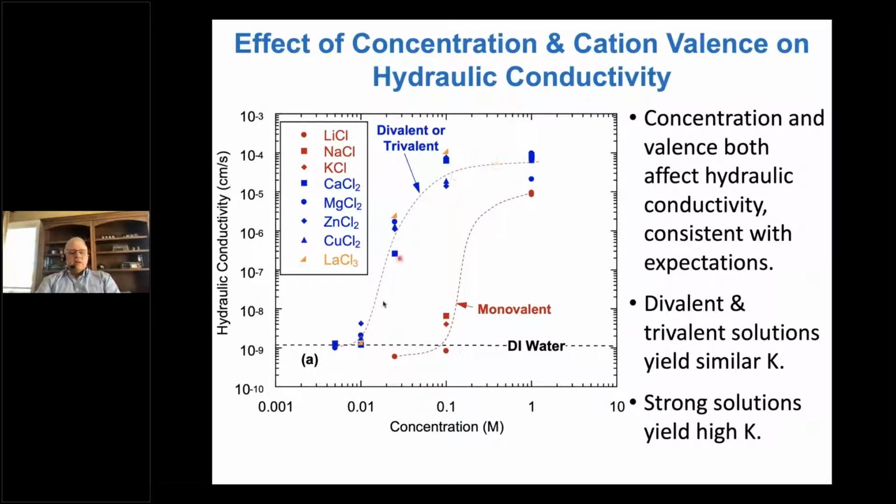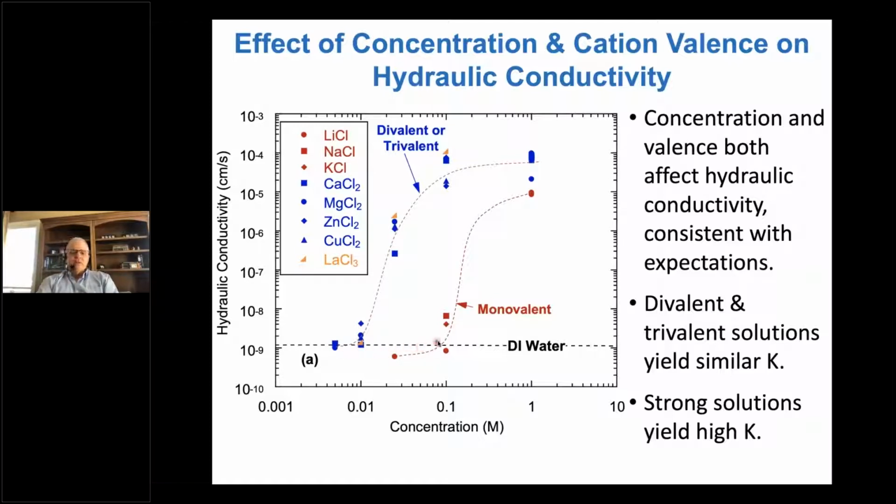We see essentially the same trend for divalent and trivalent cations. Essentially, the polyvalent cations behave the same regardless of whether they're divalent or trivalent. The monovalent ions, or +1 charge, are different. We see the same type of behavior with a monovalent like lithium chloride or sodium with a +1 charge, that we start off low at low concentrations.